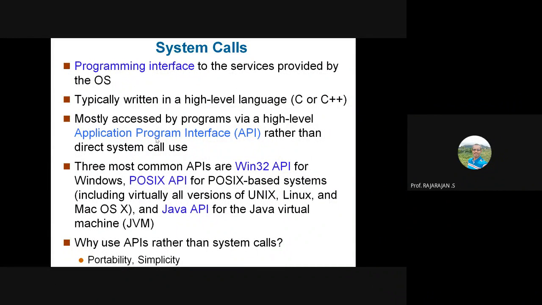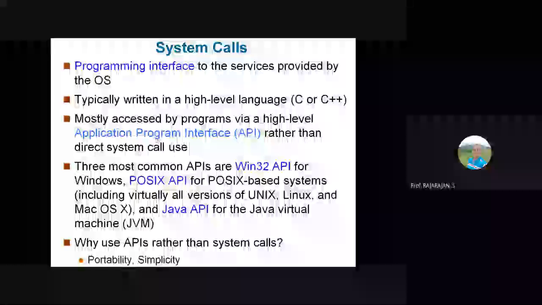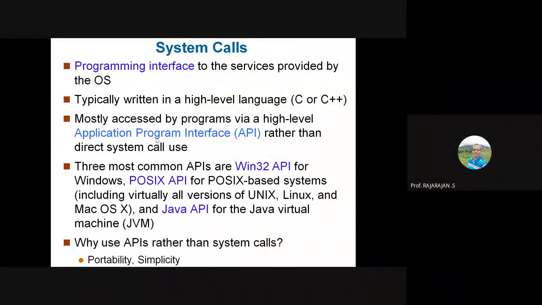The reason why we use an API in between the user program and the operating system is actually listed as the last point in the slide. So the three most common APIs are Windows 32 API for Windows based systems, POSIX API for all the POSIX based systems like the Unix, Linux, Mac, everything, and Java API specifically for Java environment, Java virtual machine. Now the question is, why APIs are necessary instead of direct system calls?